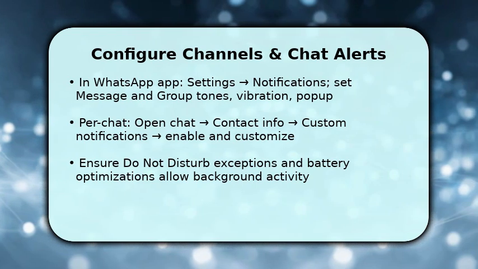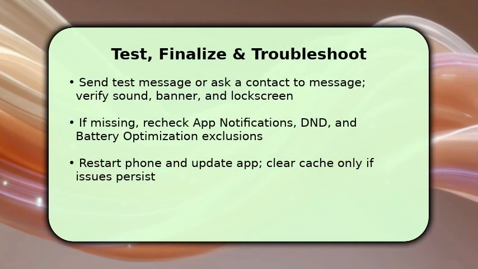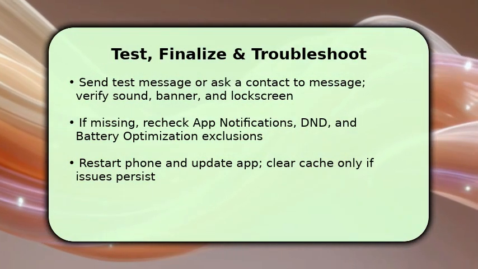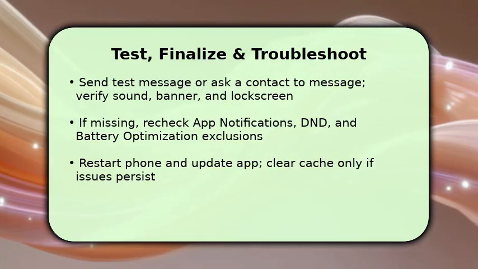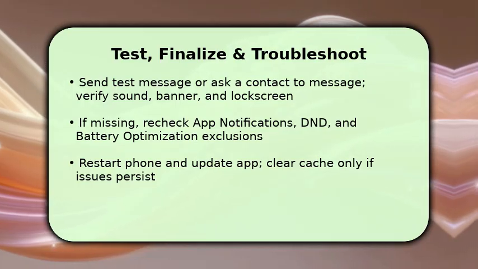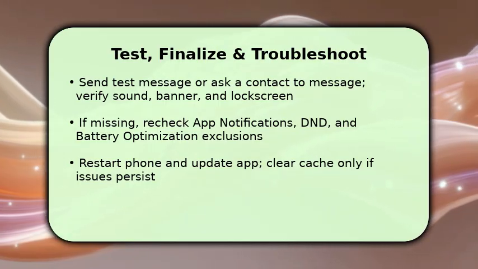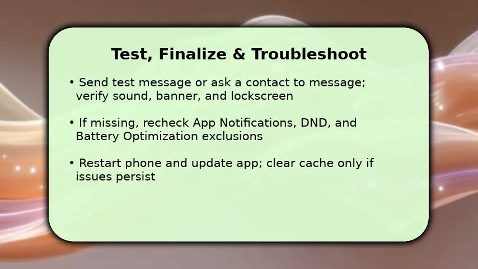For WhatsApp, to prevent the system from stopping it, finish by testing. Send yourself or ask a friend to send messages and calls, then confirm sound, banner, and lock screen appearance. If alerts don't appear, make sure app notifications remain enabled, Do Not Disturb isn't blocking WhatsApp, and battery optimization is excluded so background sync runs.